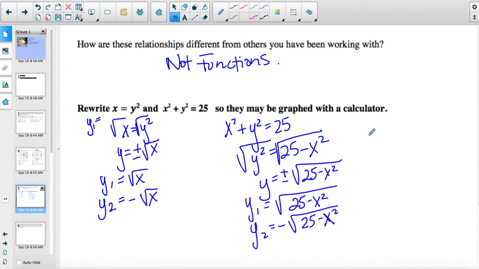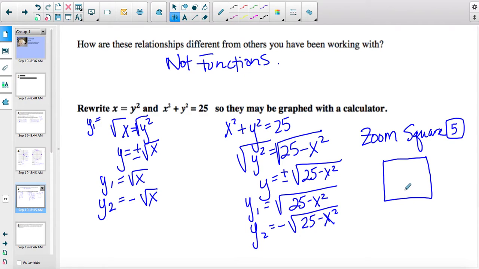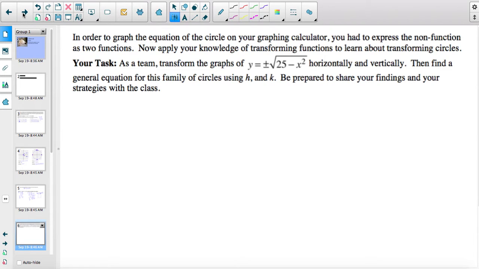One thing I'm going to suggest that you do, if you are using either the Inspire or the 84, is to hit the zoom button, and we're going to do zoom square, which on the 84 is a 5. That will make your window a square, and it will make it proportional. If you haven't noticed, our calculator makes a rectangle shape and it distorts our graph. So do zoom square, and I think you'll see an accurate shape of what x squared plus y squared equals 25 looks like. We're going to skip this part right here because of time, so skip this part in your notes.